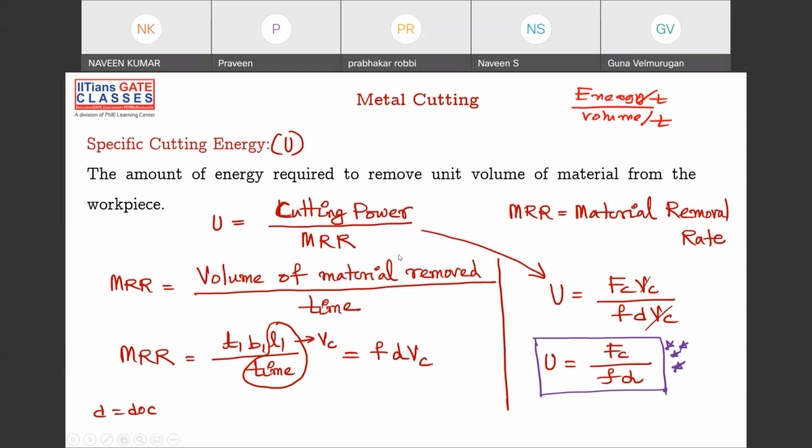The specific cutting energy is this: we know that force into velocity gives rise to power, so cutting force into cutting velocity divided by feed into depth of cut into cutting velocity. This has got cancelled. That's the reason why finally we got the answer as cutting force divided by feed into depth of cut. I already mentioned, please write these things in your short note so that you keep revising it again and again. At the end, it will be useful for you. Let's proceed for today's class.